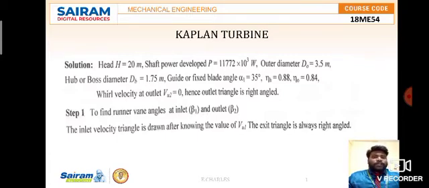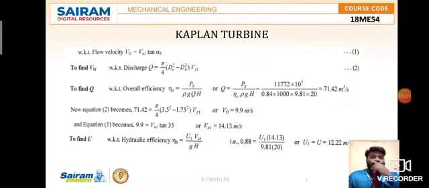The inlet velocity triangle is drawn after knowing V1. For the inlet triangle nothing is directly given, so we have to draw it based on Vw1 and by comparing both. But the exit triangle is always a right angle triangle, because it is given in the problem that Vw2 is equal to 0. So we can understand that the exit triangle is a right angle triangle.